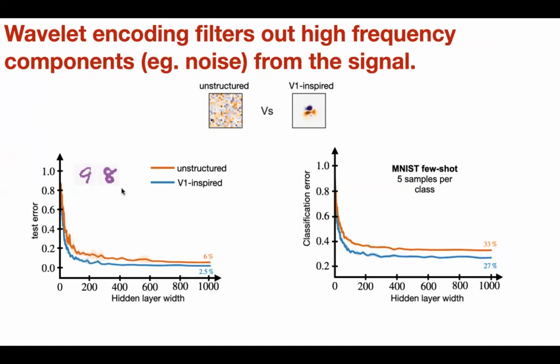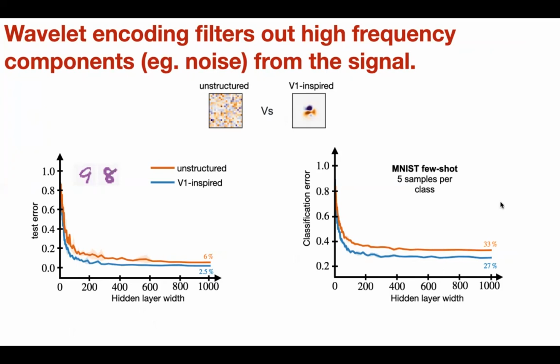And so on the left, we show the performance on MNIST example. So on the x-axis, it's your hidden layer width, and on the y-axis, it's your test error. And so here, we can see that the blue curve is lower than the orange curve. And what that means is that for the same number of hidden neurons, you're able to perform much better compared to these unstructured weights.